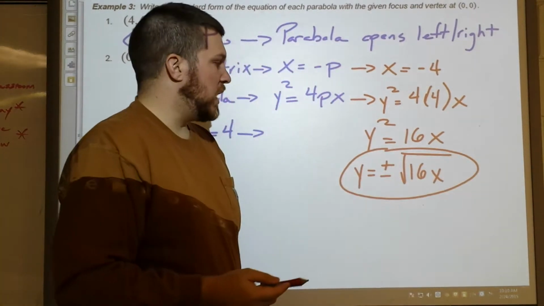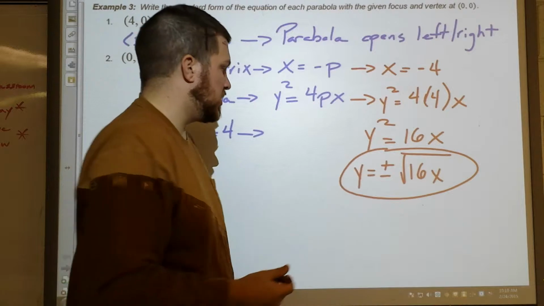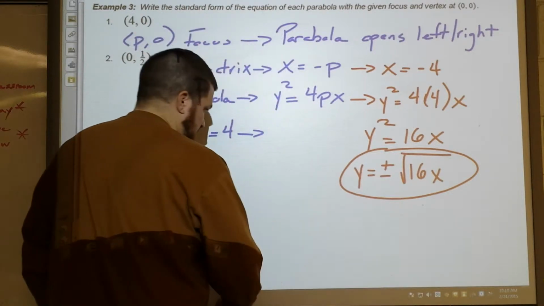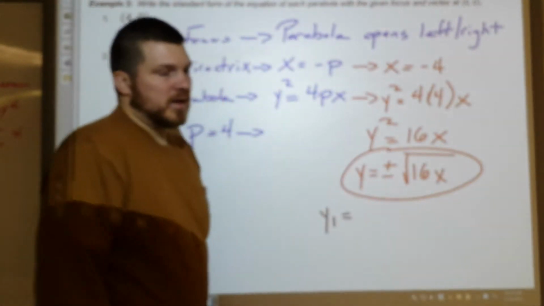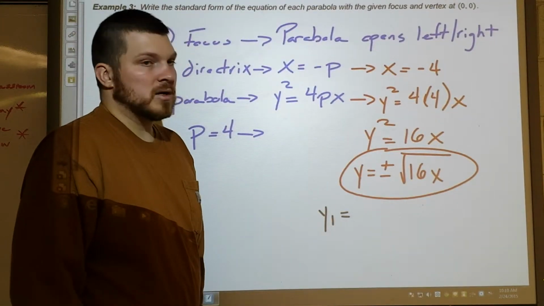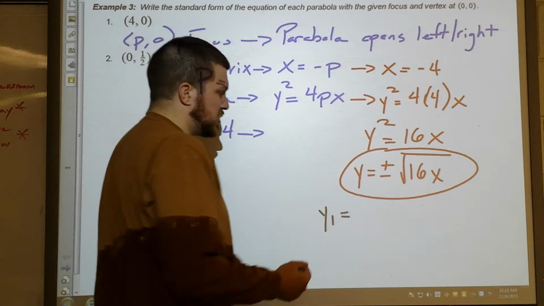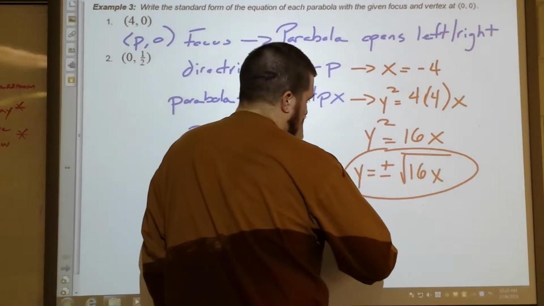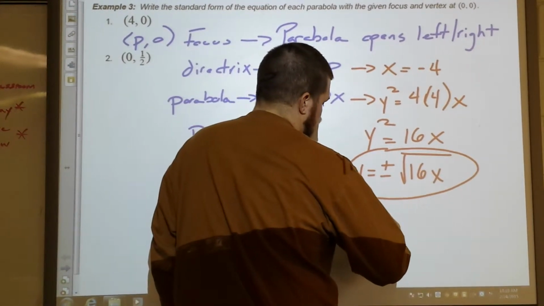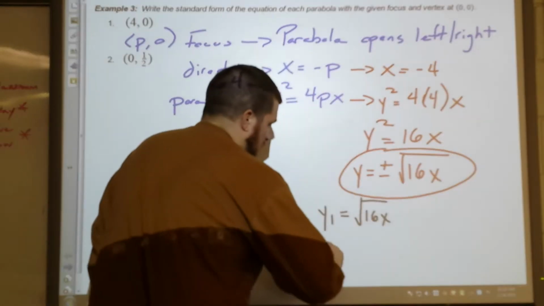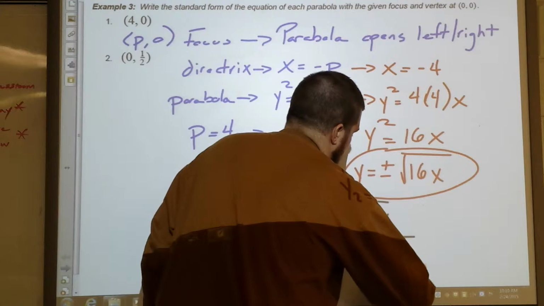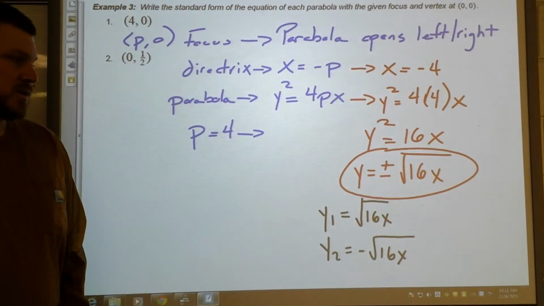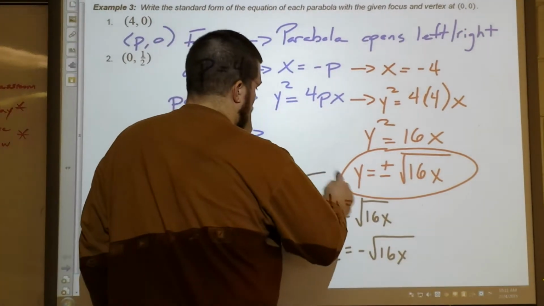Now, what you would have to do to graph this one, since it has plus or minus, is that your calculator cannot do plus or minus like that. So you would have to split it up into two separate graphs. So y1 would be the positive square root of 16x, and then y2 would be the negative square root of 16x. Okay, so that's going to give you this graph here.